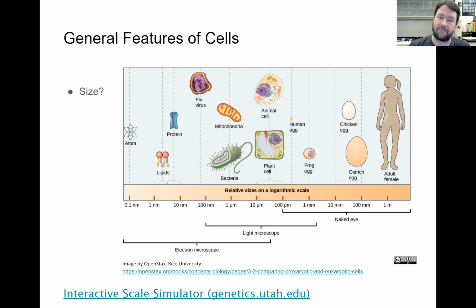And the same goes for mitochondria. And then animal cells and plant cells, these bigger complicated cells, are maybe 10 to 100 micrometers on average. And then if we're talking about eggs, those can actually get to be pretty big.